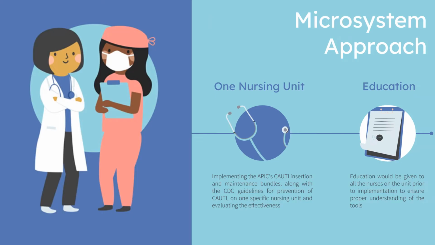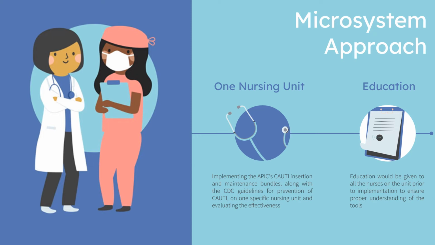A microsystem approach to CAUTI prevention would involve implementing the APIC's CAUTI insertion and maintenance bundles along with the CDC guidelines for prevention of CAUTI on one specific nursing unit and evaluating the effectiveness. To choose which unit to implement the CAUTI prevention plan on, data from the hospital's nursing quality indicators should be evaluated to determine the unit with the highest prevalence of CAUTIs. Once the unit was determined, initiation of the CAUTI insertion and maintenance bundles and guidelines would begin.